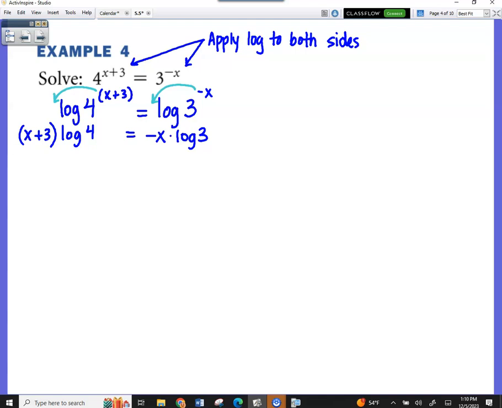You don't shove the x into the 4. You don't shove the 3 times 4. You don't do that, okay? So x plus 3 is going to get multiplied as coefficients of log 4. So I get x log 4 plus 3 log 4. And on the right, I have nothing done yet, so I bring it down.